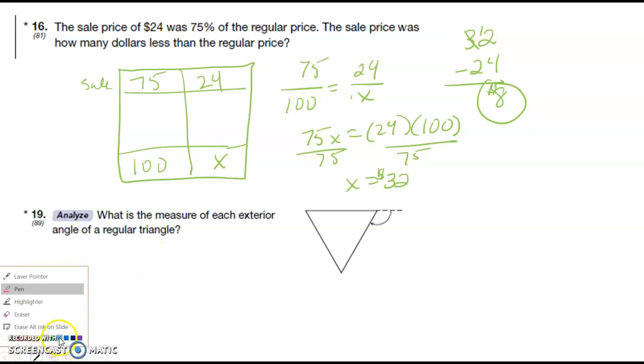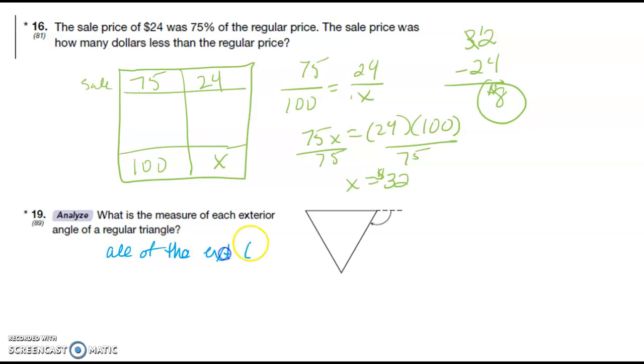Let's change colors here. What is the measure of each exterior angle of a regular triangle? So we know that the sum, all of the exterior angles add up to 360. Okay, and I have 3 angles, so this is going to be 120.